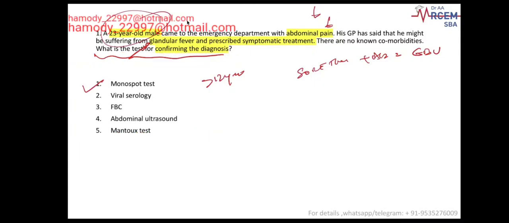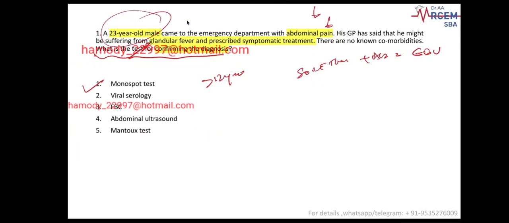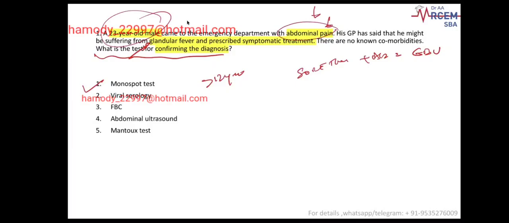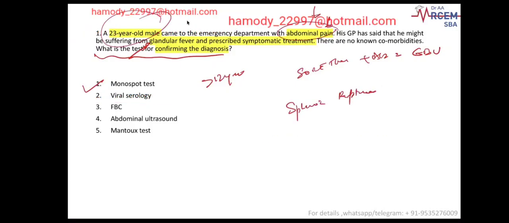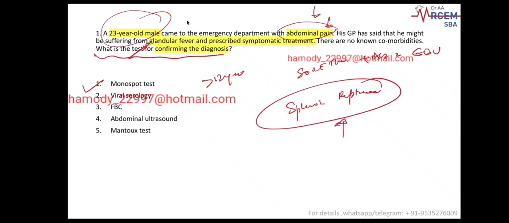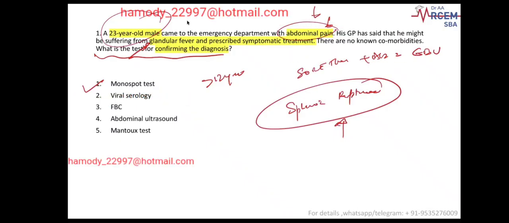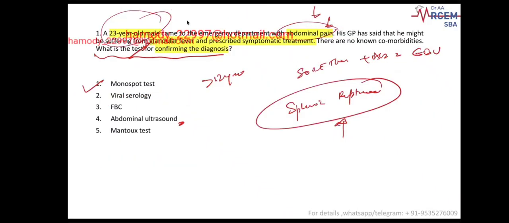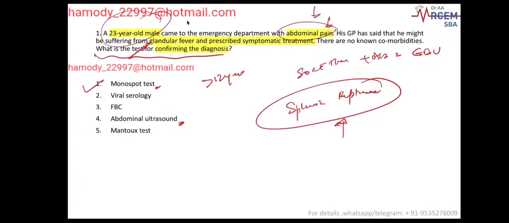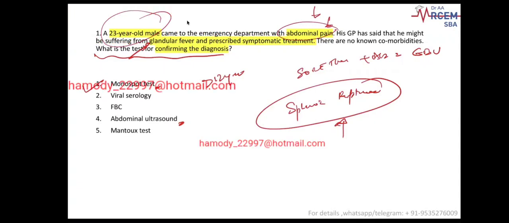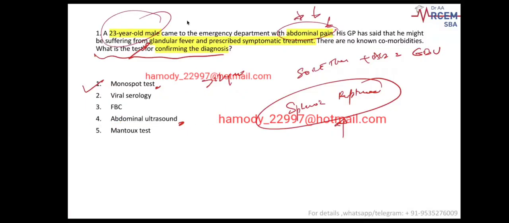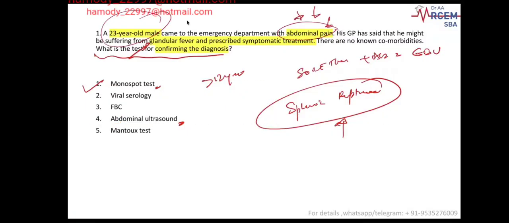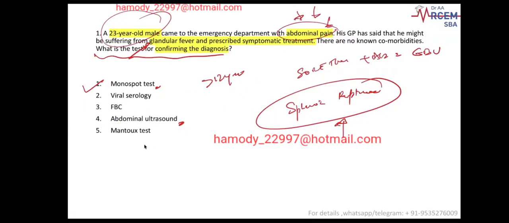Do not get confused. Next question: he has presented with abdominal pain. Can't it be a splenic rupture? Yes, it can be a splenic rupture, but it is not the diagnosis. That's why we're not getting the ultrasound scan done here. They're asking about the diagnosis. The diagnosis is infectious mononucleosis. A complication of it is splenomegaly. Abdominal pain usually is because of splenomegaly. If splenic rupture is there, he'll be in the resuscitation bay. The presentation will be quite severe.